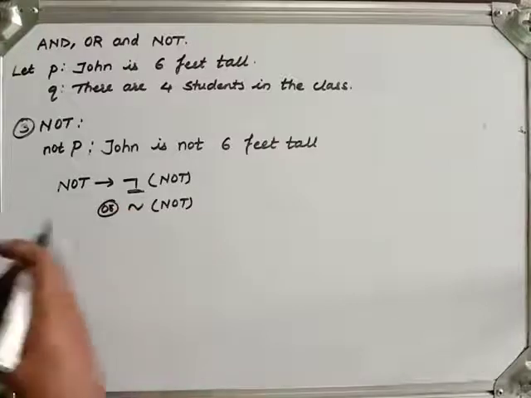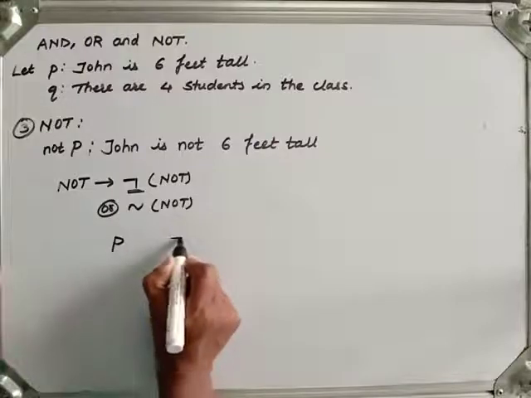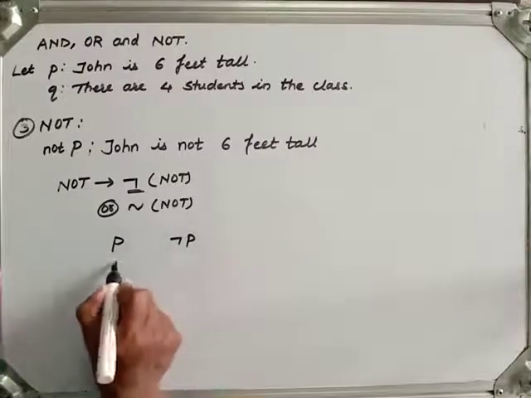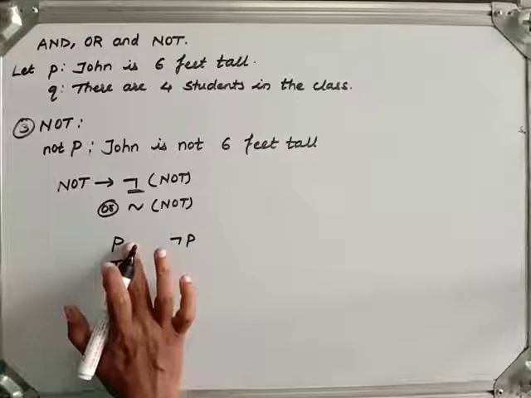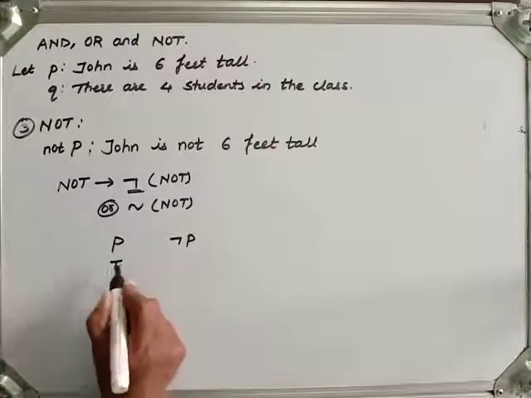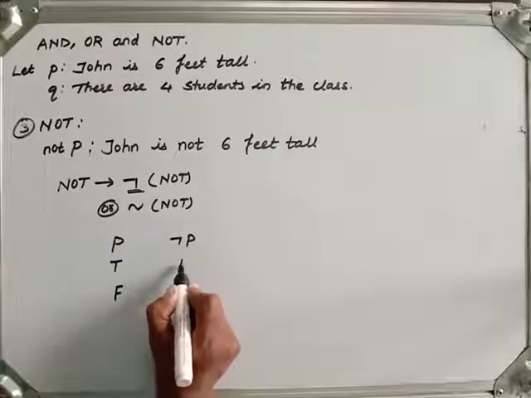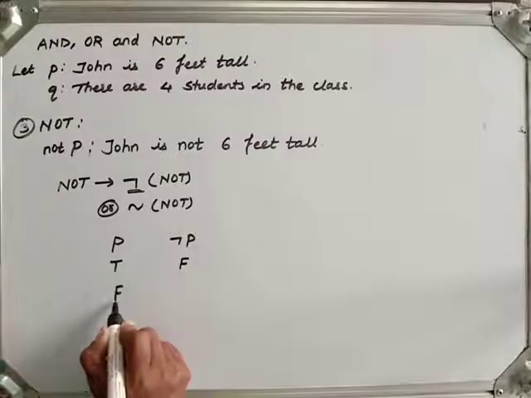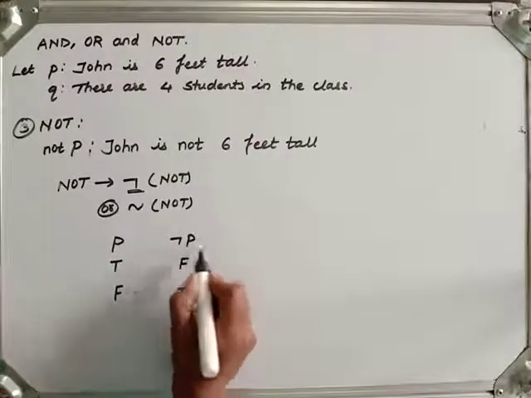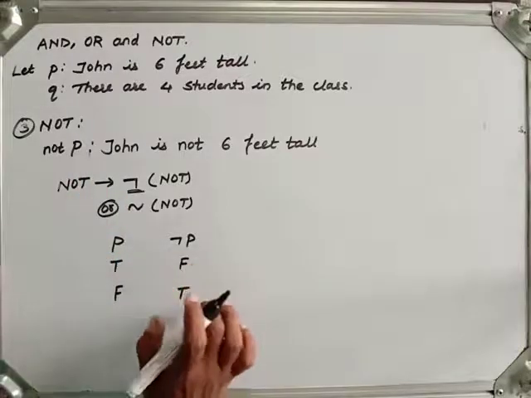Now what is the truth table for this? P and not P. If there is only one variable, it has only 2 choices. It is either true or false. So P is either true or false. But if P is true, the negation of P must be false, and if P is false, then the negation of P will be true. Negation means the same as not P is true.